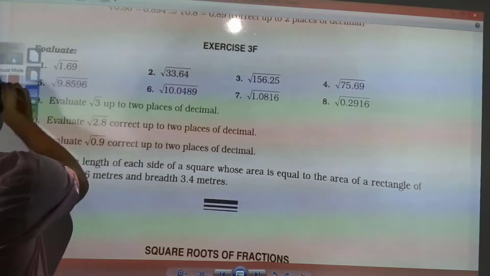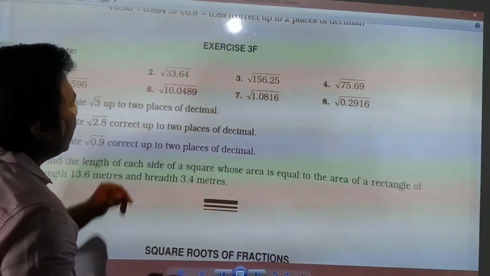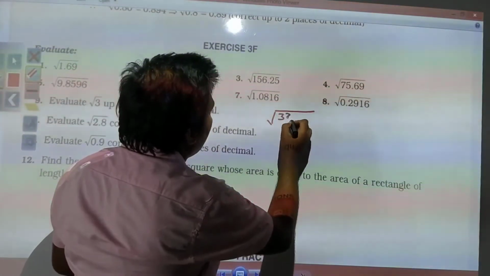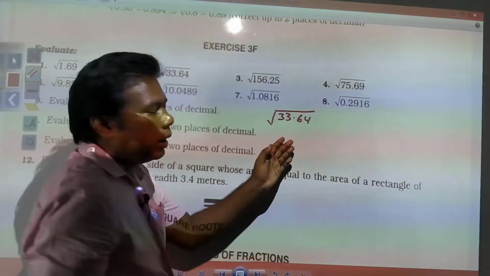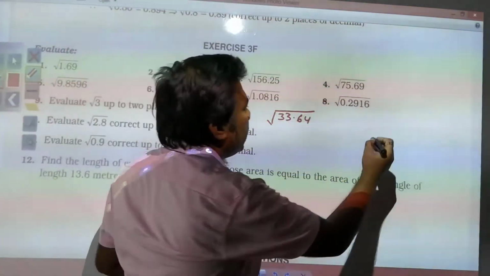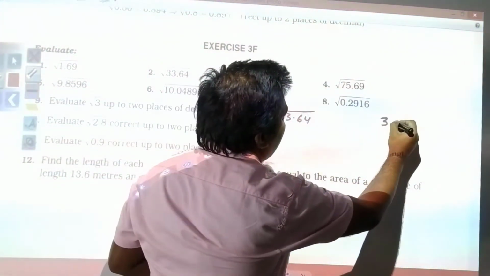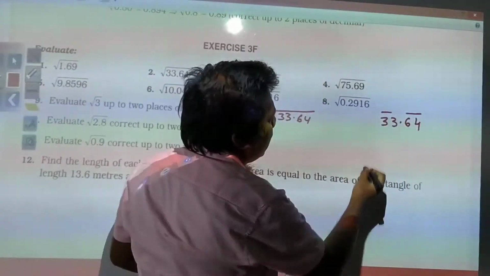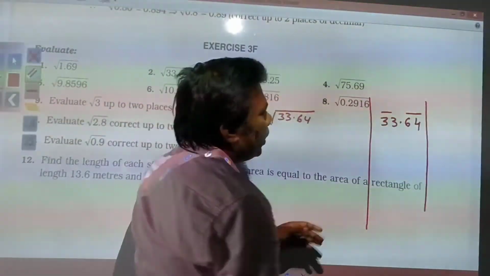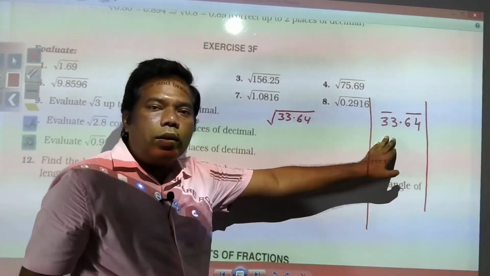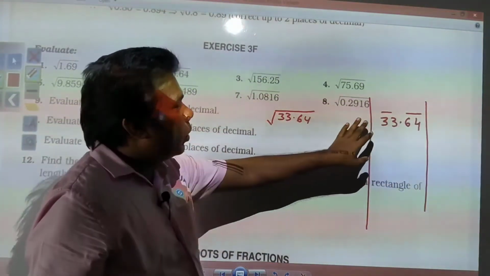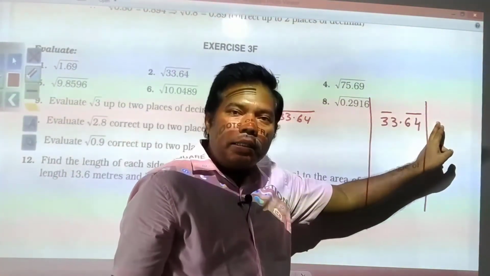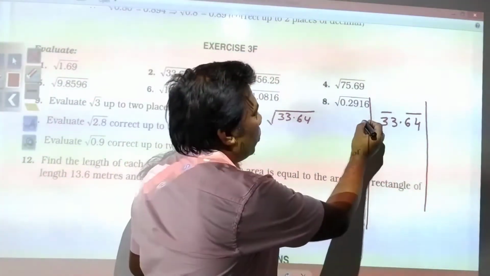Next you have root under 33.64. The same thing is required to be done. Here you see the pairs you have made for 33.64. Then we need to see by which number it is required to be multiplied. So here you see 5 5s are 25, 6 6s are 36. So 5 times it will go.